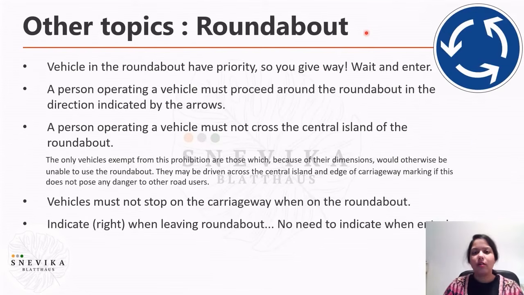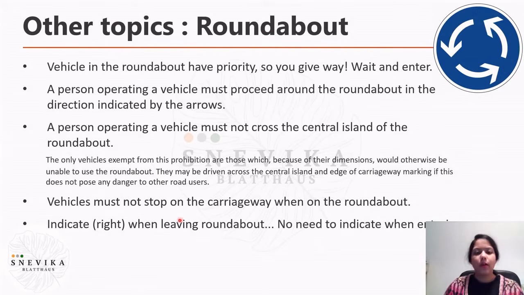There are also a few questions on roundabouts, so I have covered it here. The vehicle that is already in the roundabout has the priority over the vehicle entering the roundabout. So the person has to wait for the vehicle which is already in the roundabout. And also you have to proceed in the direction mentioned in this roundabout picture.